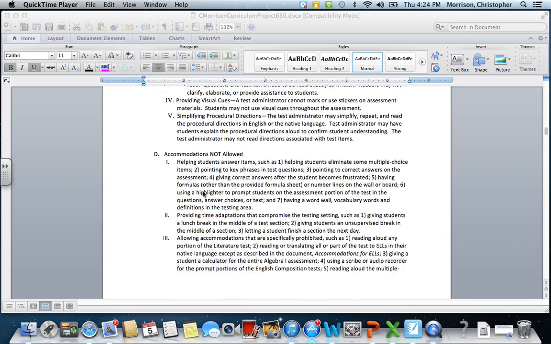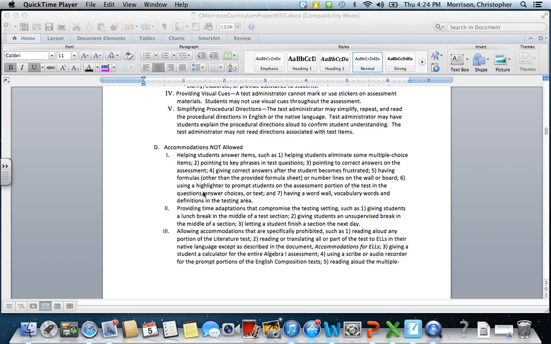Now also within this section I put a section which describes the accommodations not allowed. Above were all the accommodations students are allowed to have. But where teachers and test proctors can get in trouble is when students use certain accommodations that they are not allowed to have. So this section outlines the accommodations not allowed for these students, the students without IEPs or 504 plans.